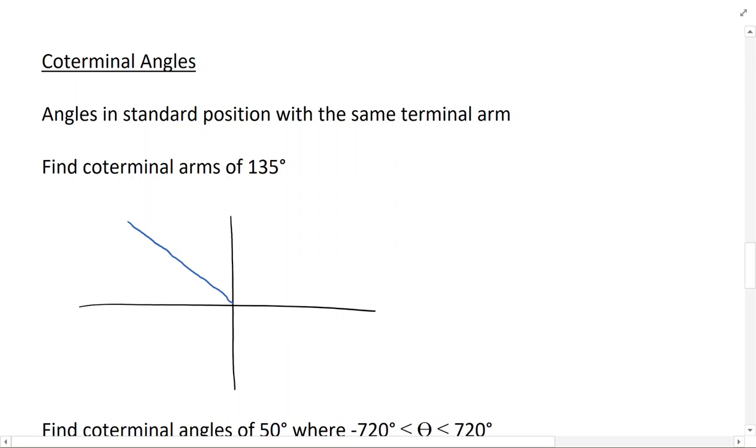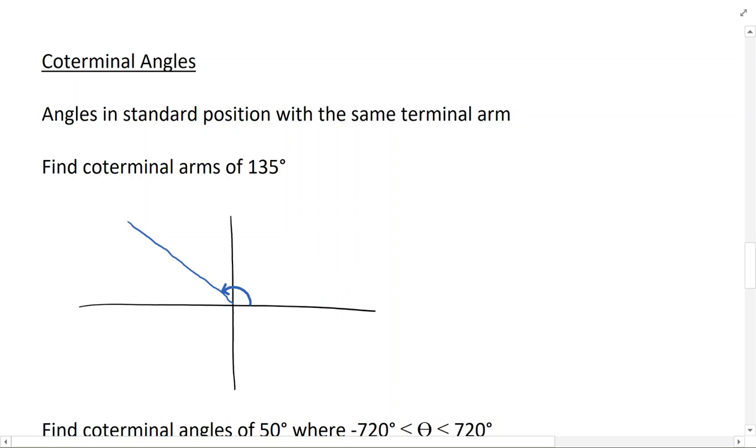Okay, so this is our terminal arm. Remember, we always have to start from the initial arm, which is the positive x-axis here. So, coterminal arms of this. We still need to find other angles. To start, we know that this is our 135, but we need to find another angle that will still end up on this line.